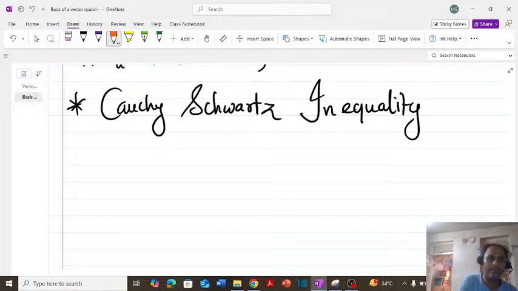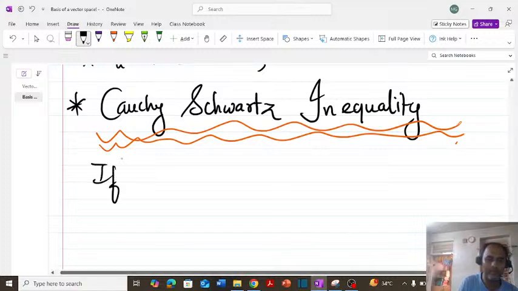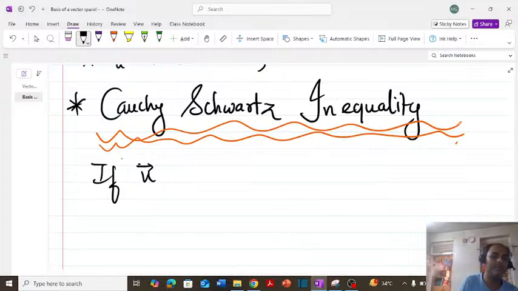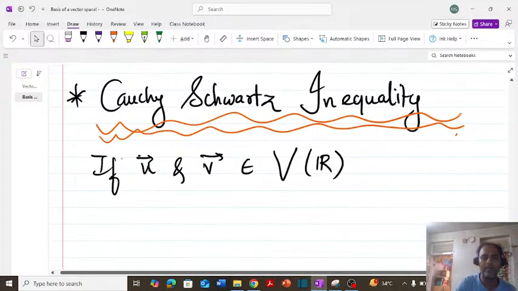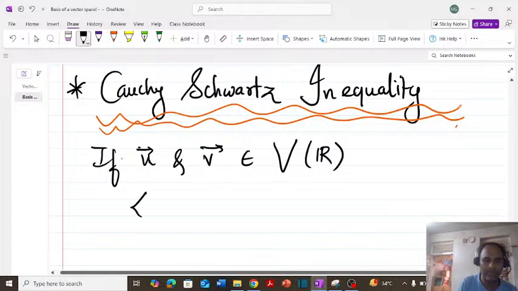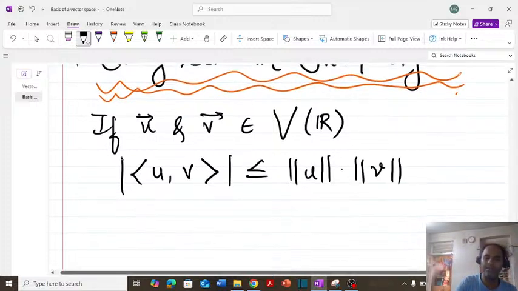Okay, so what does this inequality do? If u bar and v bar are two vectors belonging to capital V over R, then the modulus of the inner product of u and v is always less than or equal to norm u into norm v. Yeah, this is what it says.